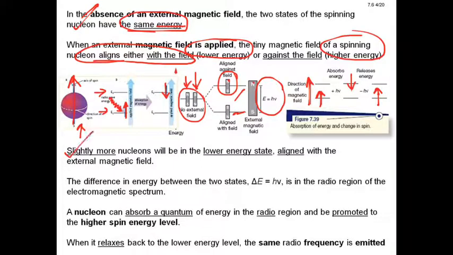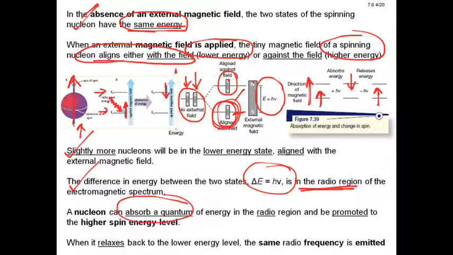Okay, and I did say in the previous screen that slightly more nucleons will be in the lower energy state, aligned with the external magnetic field, which is which state? That state there, okay, the lower energy state. The difference between the two states, which I just covered in the diagram above, is this energy delta E, which is Planck's constant h times nu, which is the frequency of the energy absorbed in the radio region of the electromagnetic spectrum.